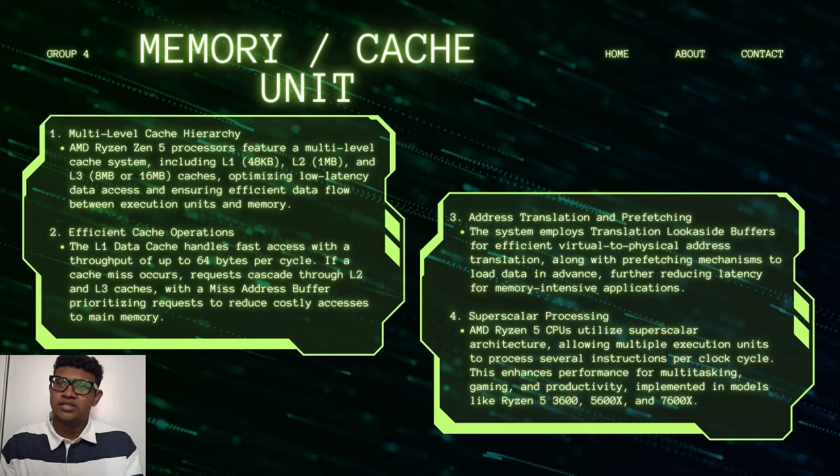And last, we have superscalar processing. AMD Ryzen 5 CPU utilizes superscalar architecture, allowing multiple execution units to process several instructions per clock cycle. This enhances performance for multitasking, gaming, and productivity, implemented in models like Ryzen 3600, 5600X, and 7600X.